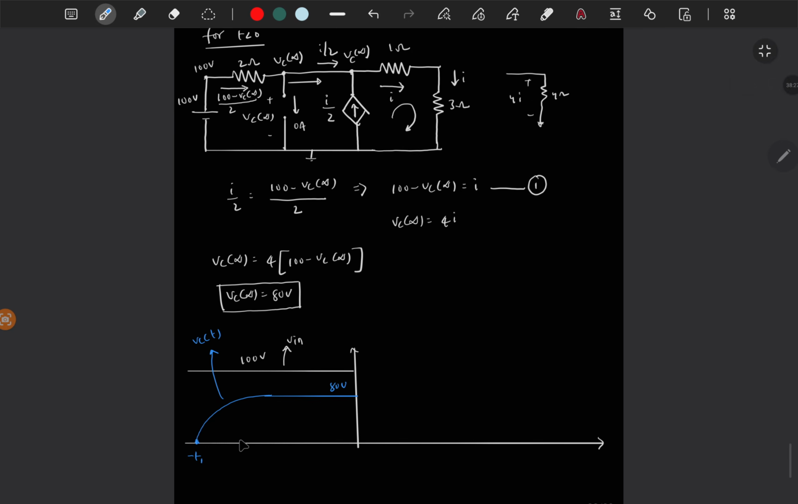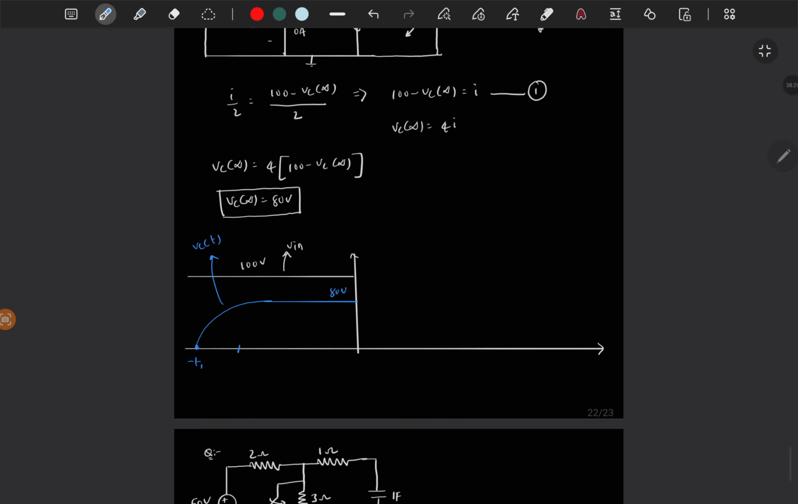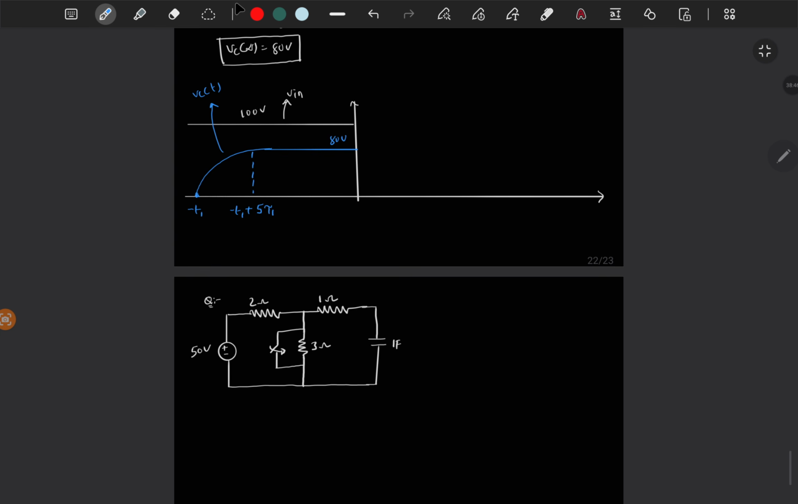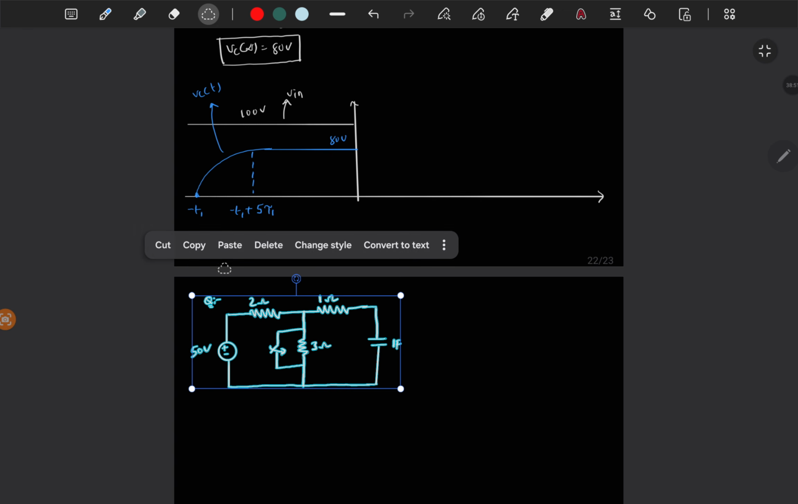But if you want to find this time constant, if this is minus t1, then this will reach steady state in 5 time constants, right? So this should be from here to here, this should be 5 time constant. So this is minus t1 plus 5 tau1. So how can we find tau1? Since it is a first order RC circuit, then tau1 is nothing but R equivalent times C equivalent, right?